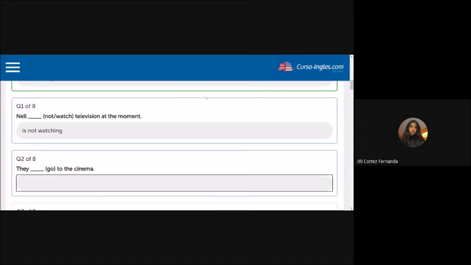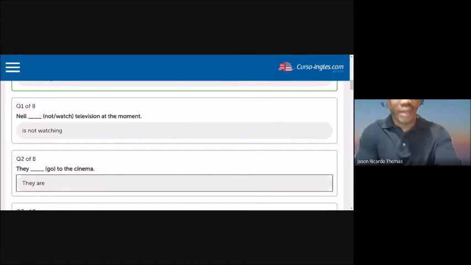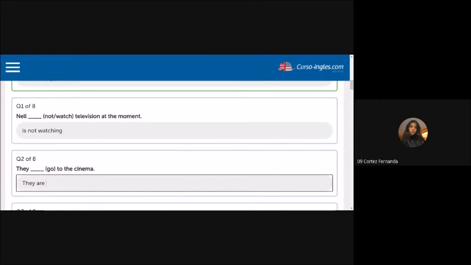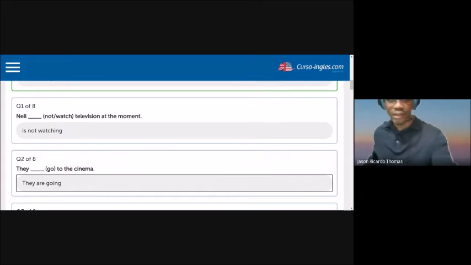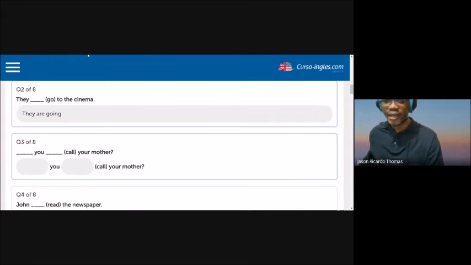They going? What do we need? They are. Sí, they are going to the cinema. Good. All right, let's continue. Question form. All right, this time with Cecilia.